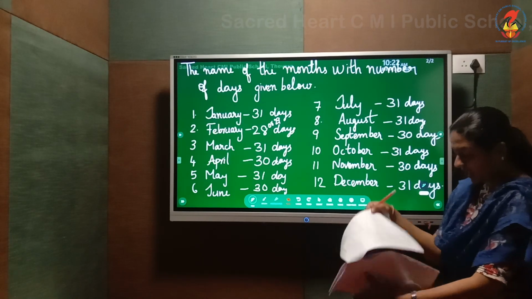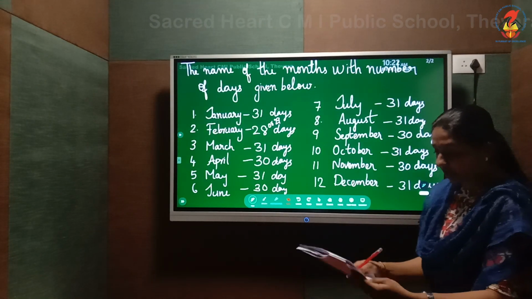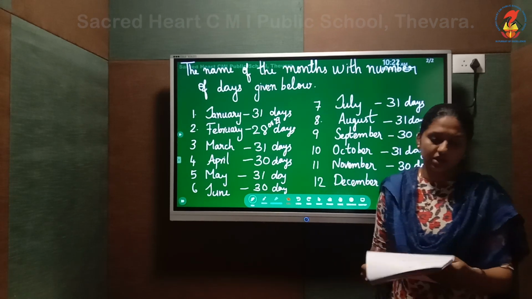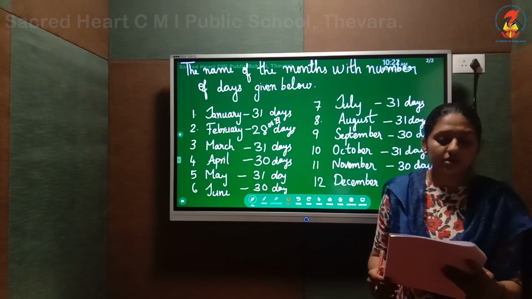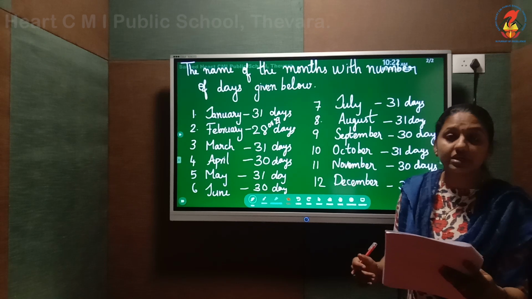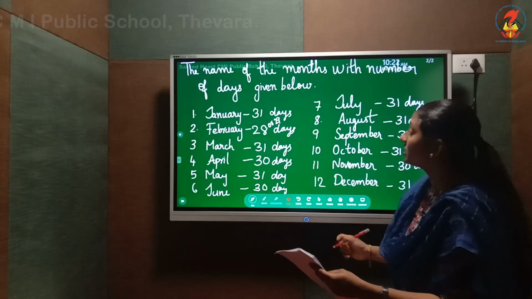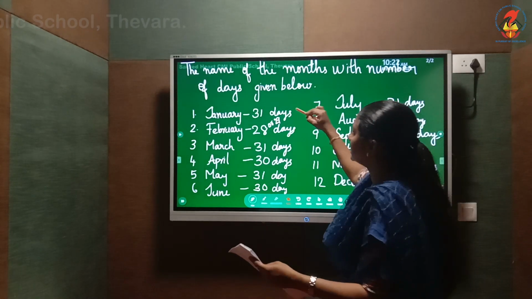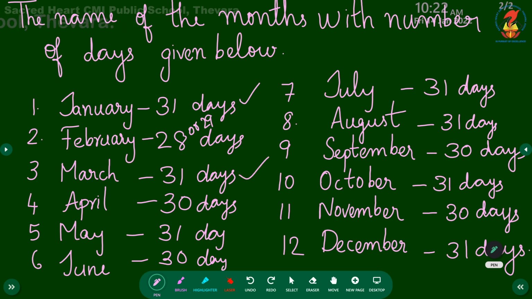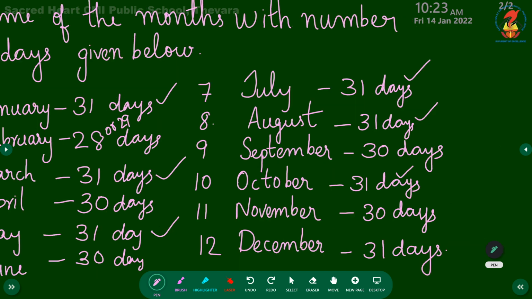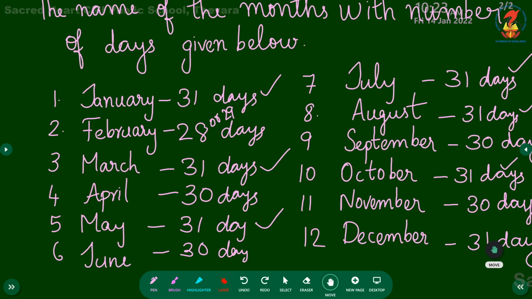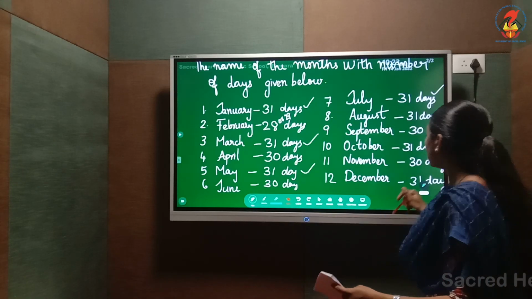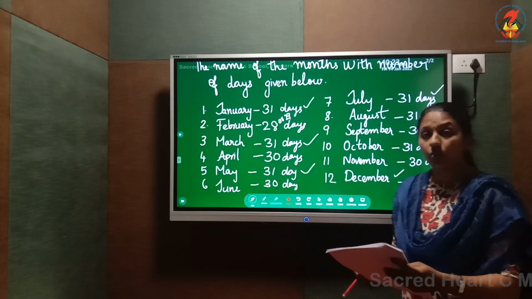Okay. In the worksheet, page number 150, 3 questions are given. The first one is: write the names of the months which have 31 days. What are the months? January, March, May, July, August, October and December. These are the months that have 31 days.